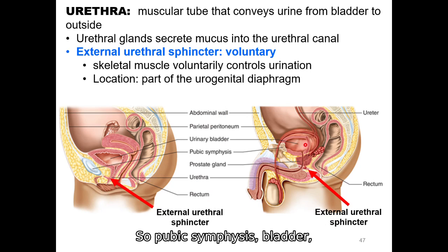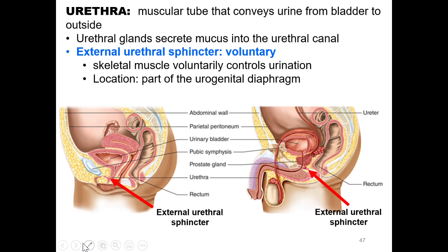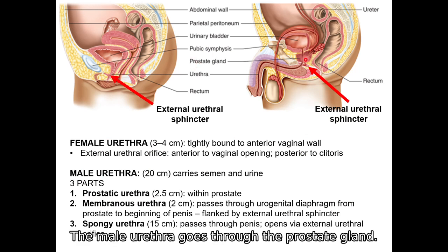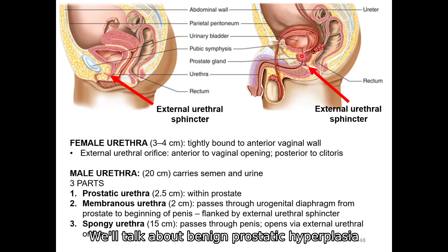So, pubic symphysis, bladder, the urethra is a bit longer, but these muscles right here are skeletal muscles. That's the external urethral sphincter. As far as length, you can visually see that the female urethra is much, much shorter. It's about 4 centimeters. The male urethra goes through the prostate gland.